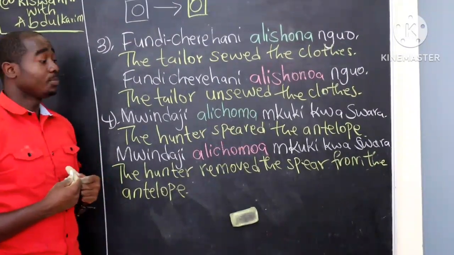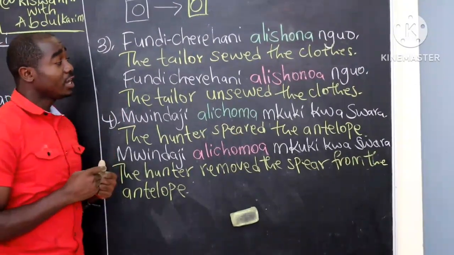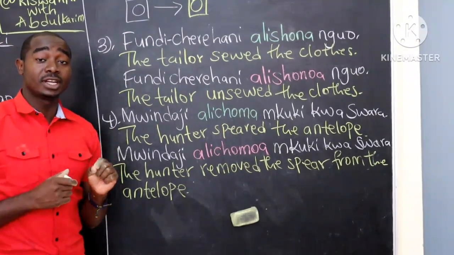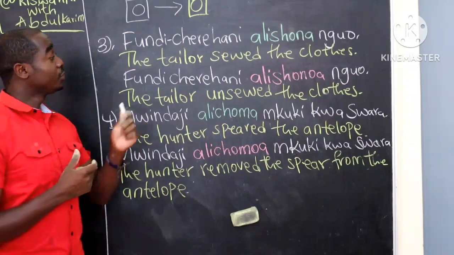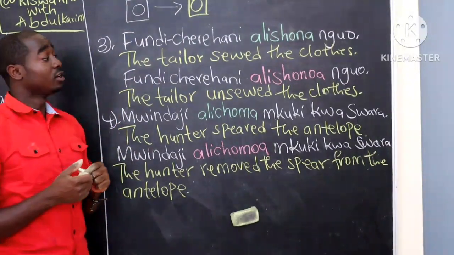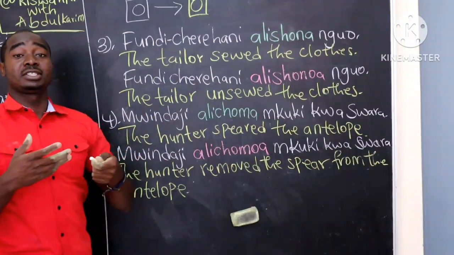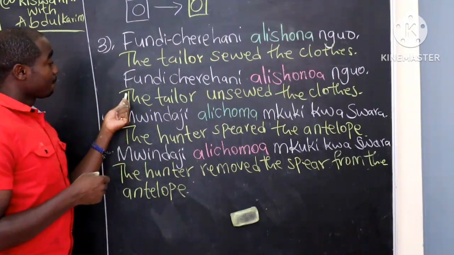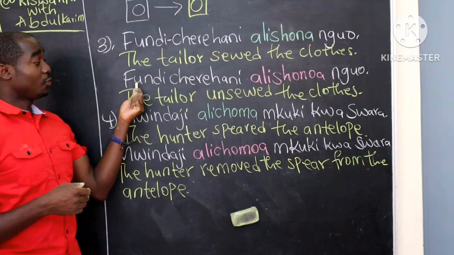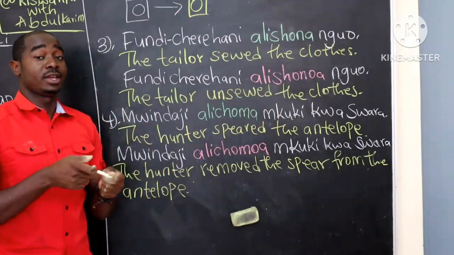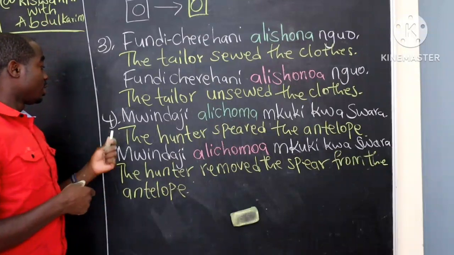Nambari ya tatu hapa. Fundi cherehani alishona nguo. Fundi cherehani here is a tailor. Okay? Cherehani is the tailoring machine, the sewing machine. Kinyume chake itakuwa fundi cherehani alishonoa nguo. Yeah, here do the unsewing.